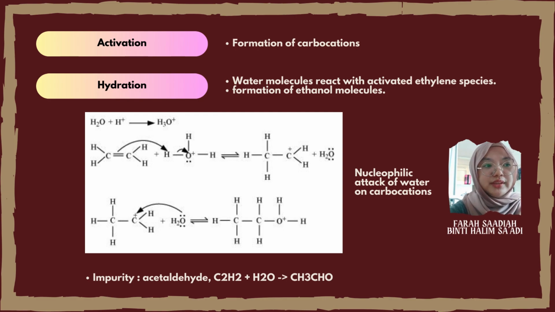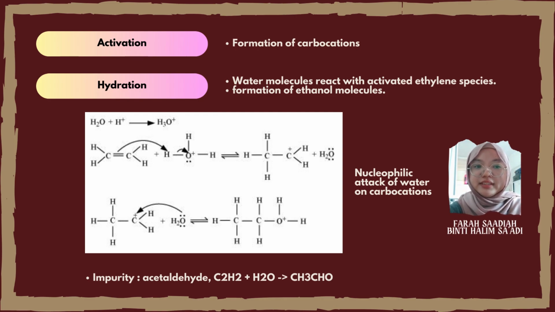Water molecules react with activated ethylene species to form the ethanol molecule. Water is vaporized and added to the vapor of ethylene at a pressure of 65 to 70 atm and heated to a temperature of 300 degrees Celsius. The reactant mixture is fed to the reaction tower from the top. The catalyst solution of phosphoric acid is also fed to the top of the tower as makeup only when required.